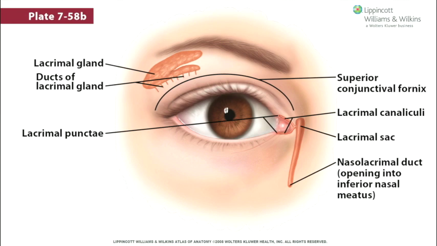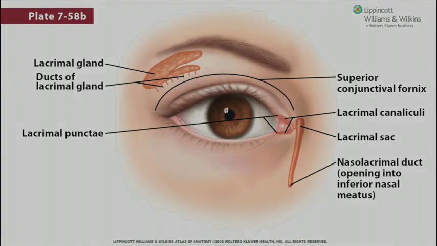Tears are taken up by capillary action through lacrimal puncta into lacrimal canaliculi that end in the lacrimal sac. The lacrimal sac drains inferiorly into the nasolacrimal duct, which runs through the nasolacrimal canal of the skull and opens into the inferior meatus lateral to the inferior nasal concha in the nasal cavity. This pathway explains why our noses run when we produce a lot of tears.